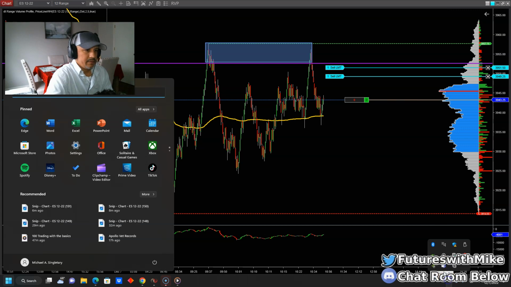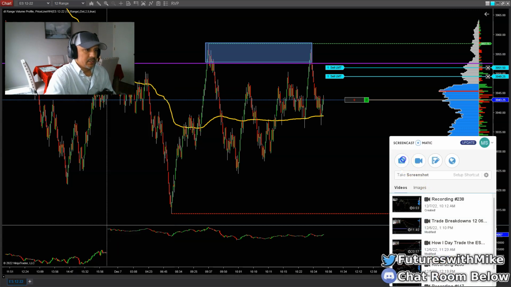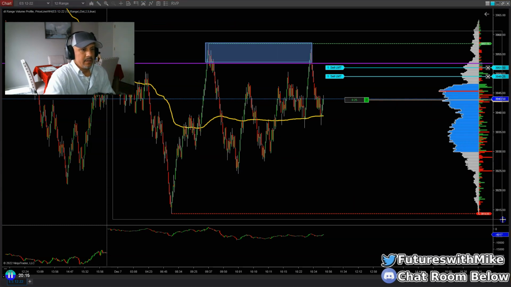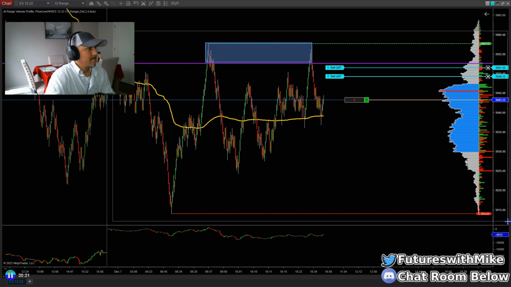Go ahead and try to screenshot entry this trade here, because I'm sure there'd be some individuals that'd be interested in this trade here and why I'm taking it. It could pull back before it goes up though, so I'm being careful.